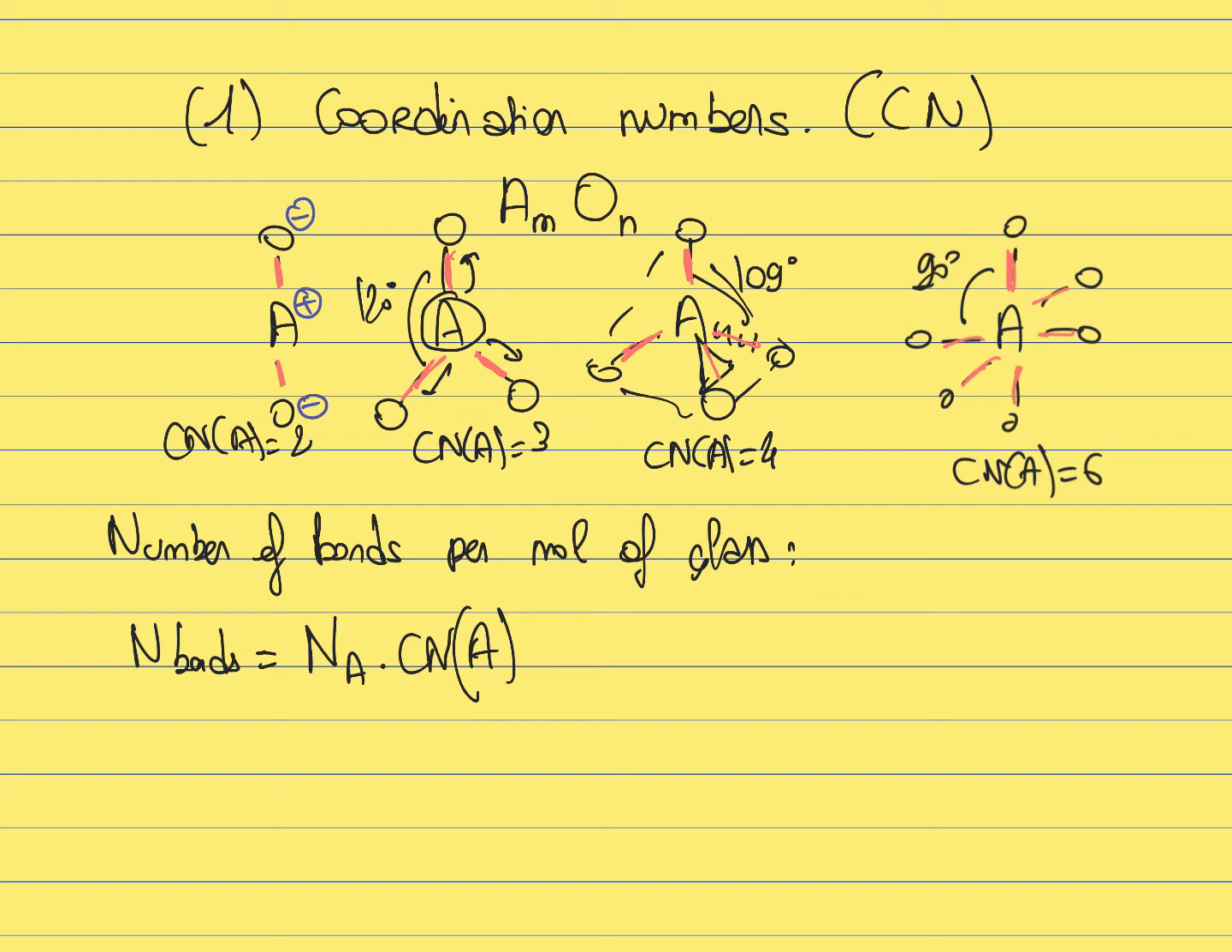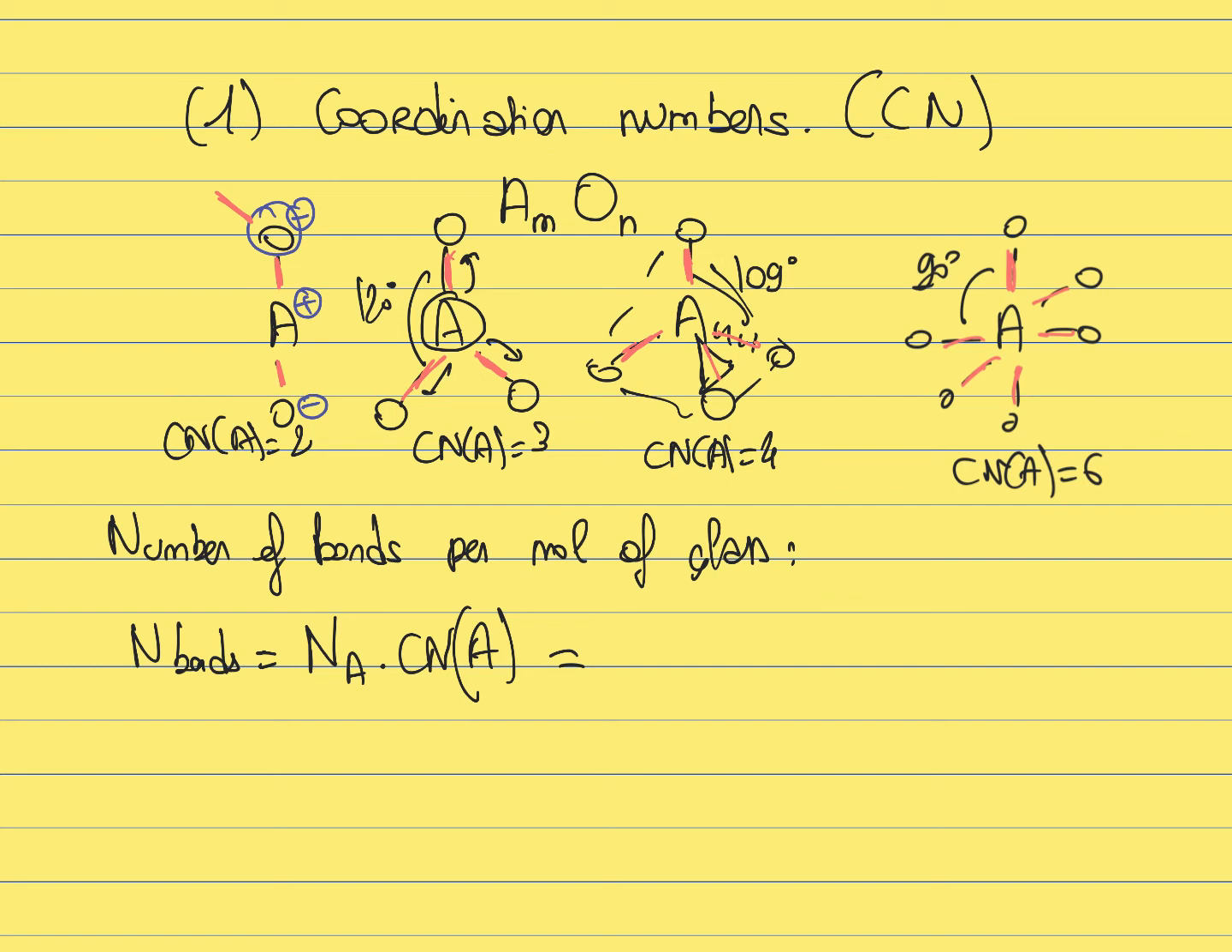There's never going to be any bond that is connecting one cation to another cation. So I will never count the same bond 2 times. If I take the coordination number of cation multiplied by the actual number of cations, I will exactly count how many bonds I have. But I can also do that with the oxygen. I can say that the number of bonds is equal to how many oxygen do I have, and then what is the coordination number of the oxygen.